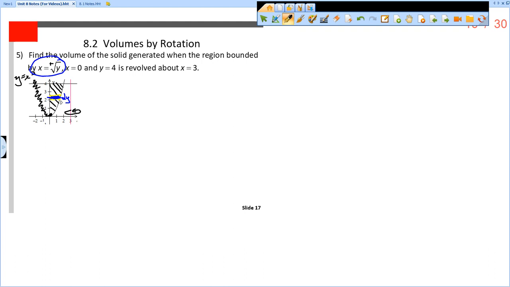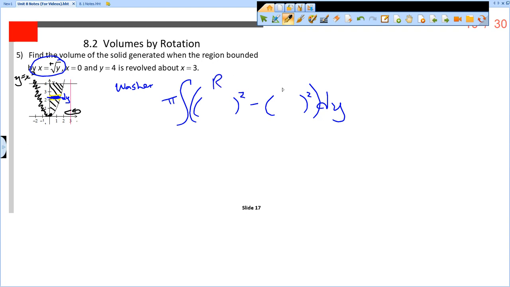All right, and now the axis of rotation is not a boundary of the region, and so that means we are going to be using the washer method, right? So the washer method setup, remember, is pi times the definite integral of big parentheses squared minus little parentheses squared, and then a dy. So remember, this is pi times big R squared minus little r squared, with respect to y.